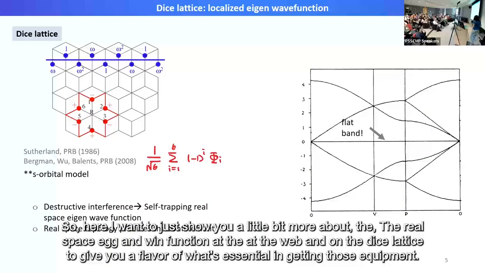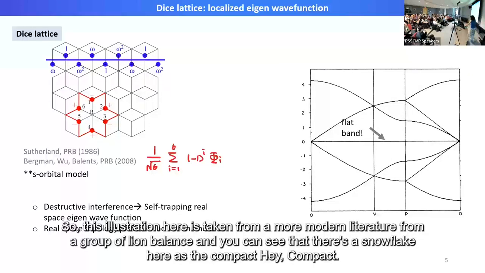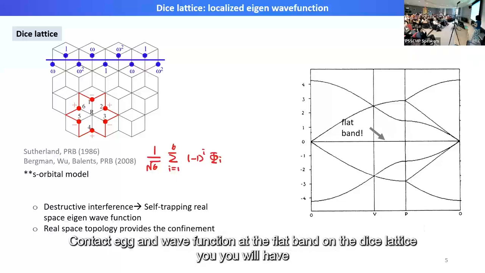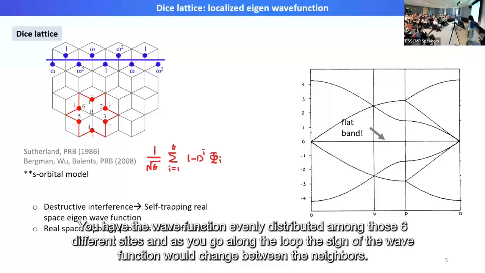So here I want to show you a little bit more about the real space eigen wave function of the flat band on the dice lattice to give you a flavor of what's essential in getting those flat bands. This illustration here is taken from more modern literature from the group of Leon Balents. And you can see that this snowflake here is the compact eigen wave function of the flat band on the dice lattice. You have the wave function evenly distributed among those six different sites, and as you go along the loop, the sign of the wave function changes between the neighbors.